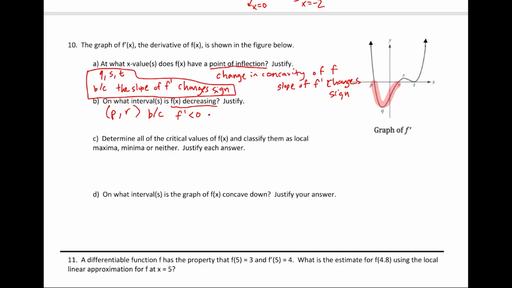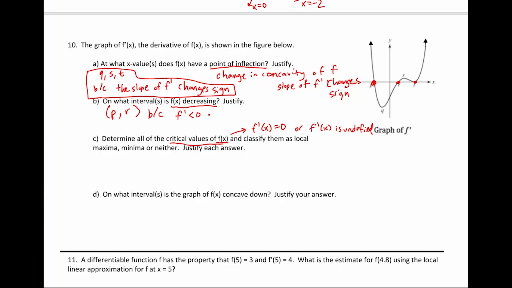Part C, determine all the critical values of f. So first of all, critical values of f are x values where the derivative of f is either 0 or undefined. So either f prime equals 0 or f prime is undefined. Now, based on this graph, it doesn't look like there's anywhere where it's undefined. So we're really just looking for where f prime is 0. We've got one at P, R, and T. All these are critical values, P, R, and T.